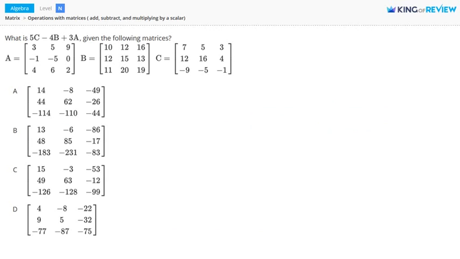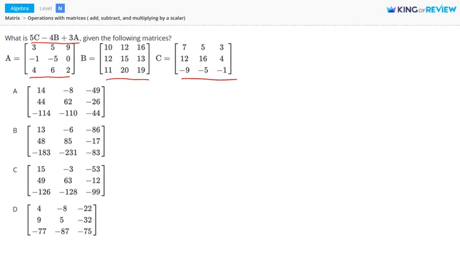In this problem, we're asked to solve 5c minus 4b plus 3a, and we're given these three matrices here. So what is a matrix? A matrix is a rectangular arrangement of numbers in rows and columns. Row by column is how you name the matrix, and this is also its dimensions.